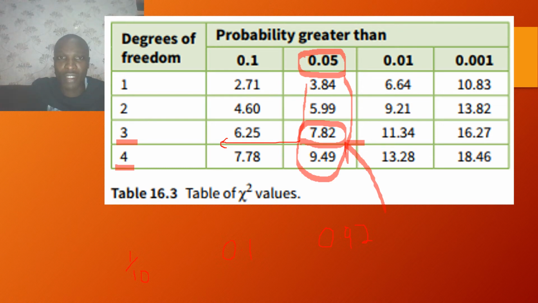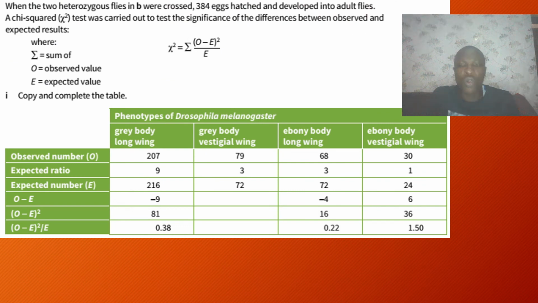In case you get a value that is far smaller than the chi-squared value that tallies with the 0.05, that is the implication, and we're going to see that in our calculation. We have a simple question here. We're given a table, and we're given also the formula of the chi-squared test, and we're told to fill up the table and to get the results.